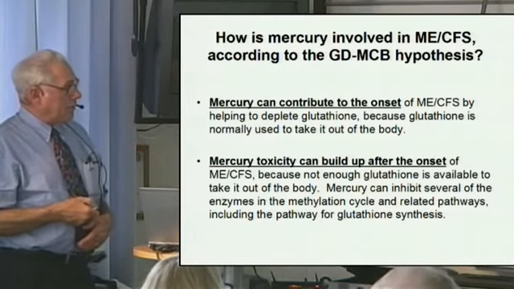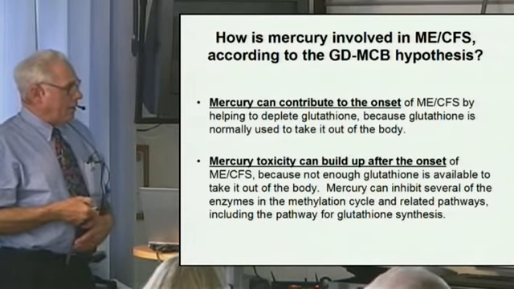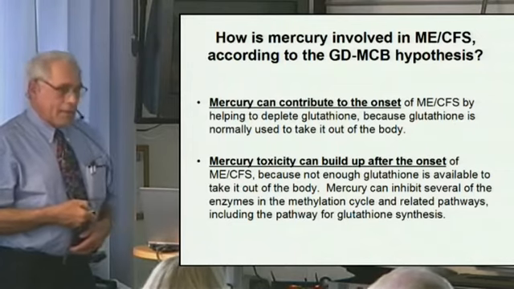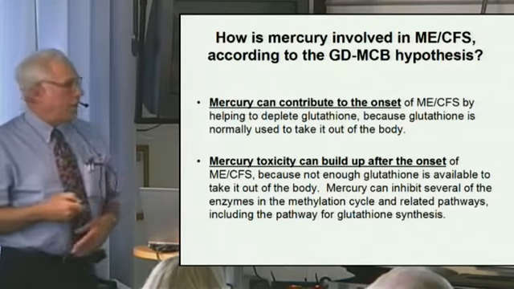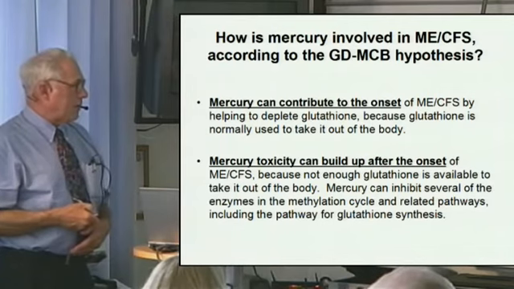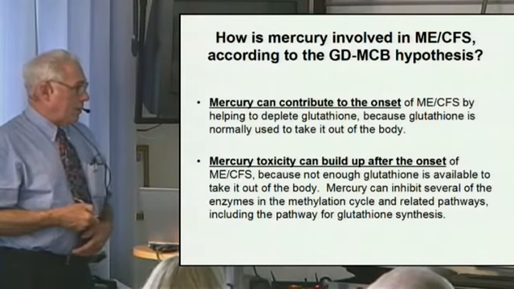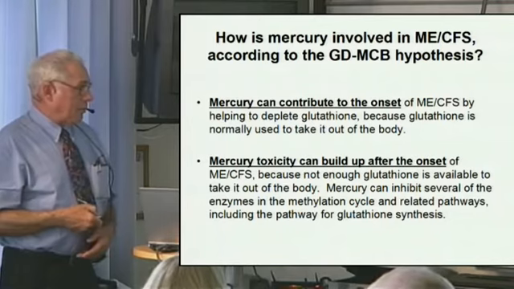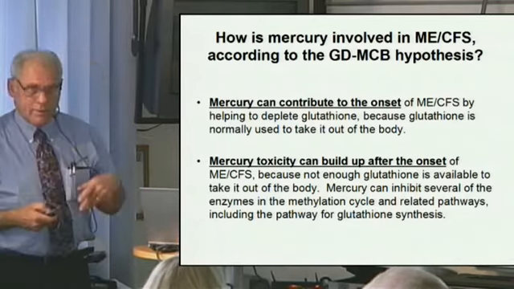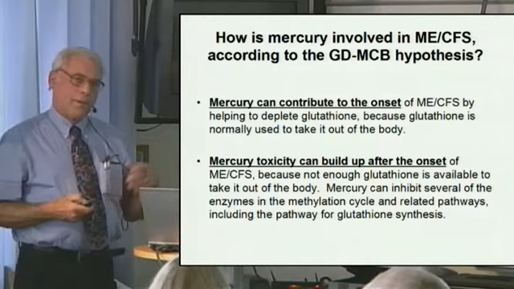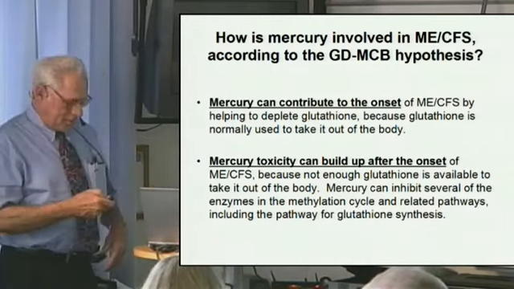And then once you have onset, you don't have enough glutathione to take out the mercury, so then it can build up. And that ends up blocking enzymes and causing a lot of other problems, even including the pathway for glutathione synthesis. So this is a potential for another vicious circle mechanism. And you can see that's no fun either.